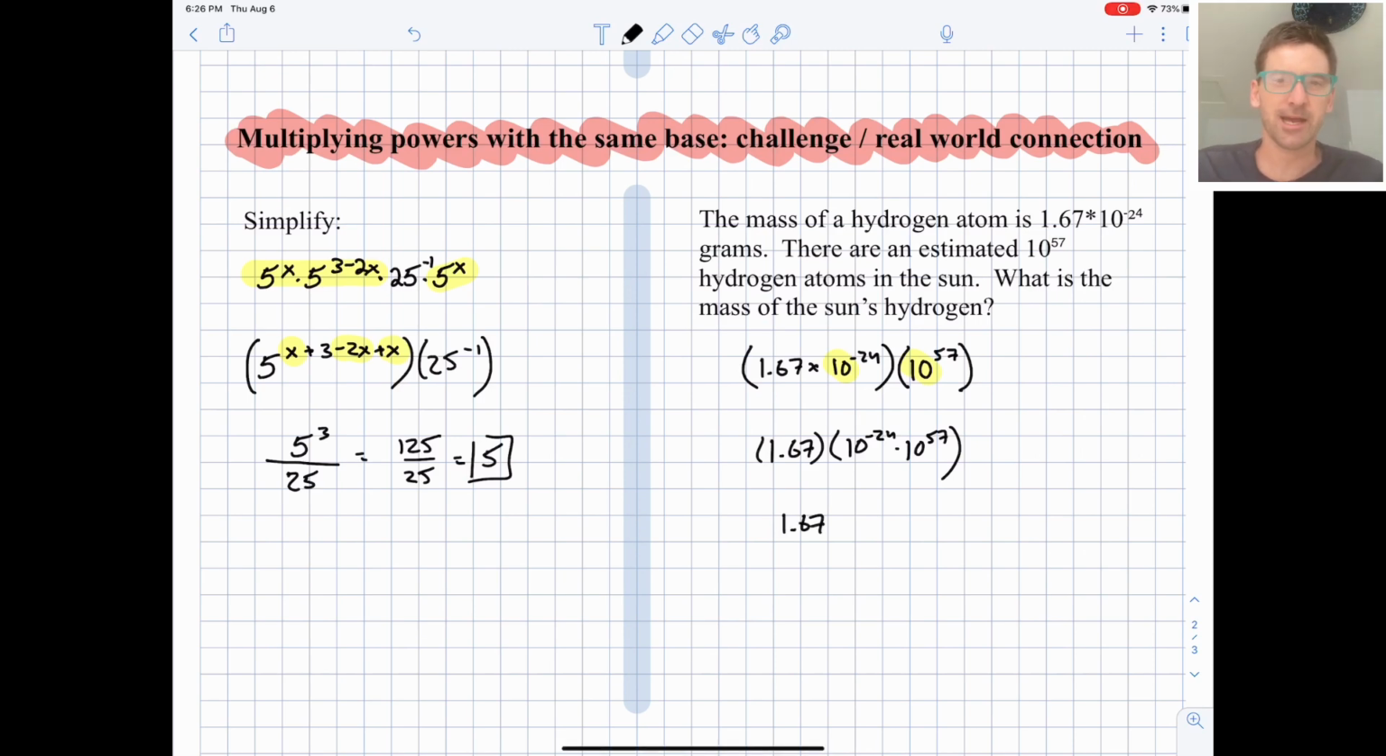Okay, so we're going to have a 1.67. And then we just need to add negative 24 and 57 together. And we get 33. And that's going to be in grams. Okay, so that would be our final answer. That's the mass of the sun's hydrogen in grams right there. And that's a good place to stop.